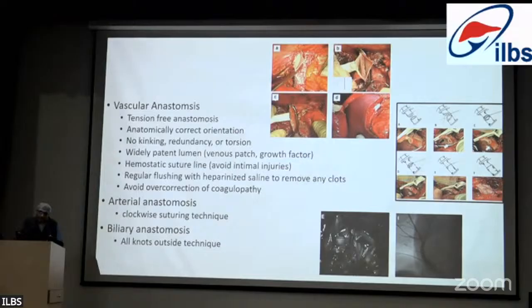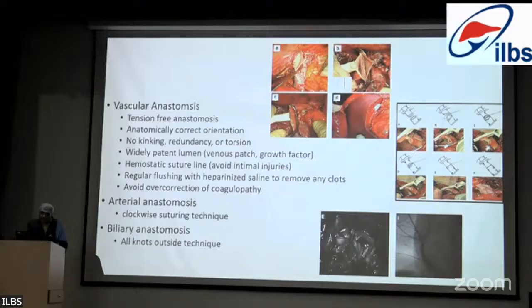We have to put a venous patch between the two portal veins, and especially in the portal vein, we try to put a graft almost 1 to 1.5 times the diameter of the donor portal vein to expand the portal vein and to avoid postoperative narrowing. The suture line should be hemostatic and carefully taken. Usually the tissues are inflamed and edematous, so to avoid intimal injuries, which can lead to post-transplant thrombosis and thrombotic events.